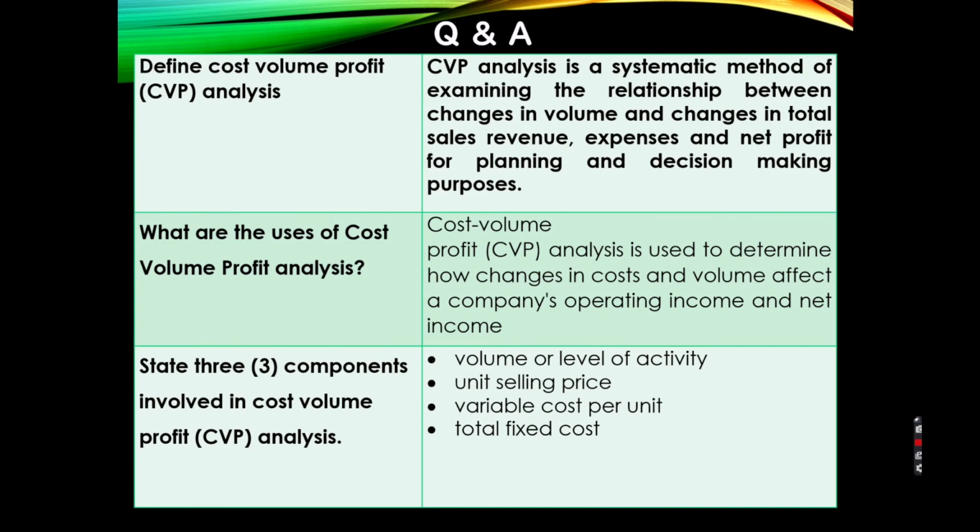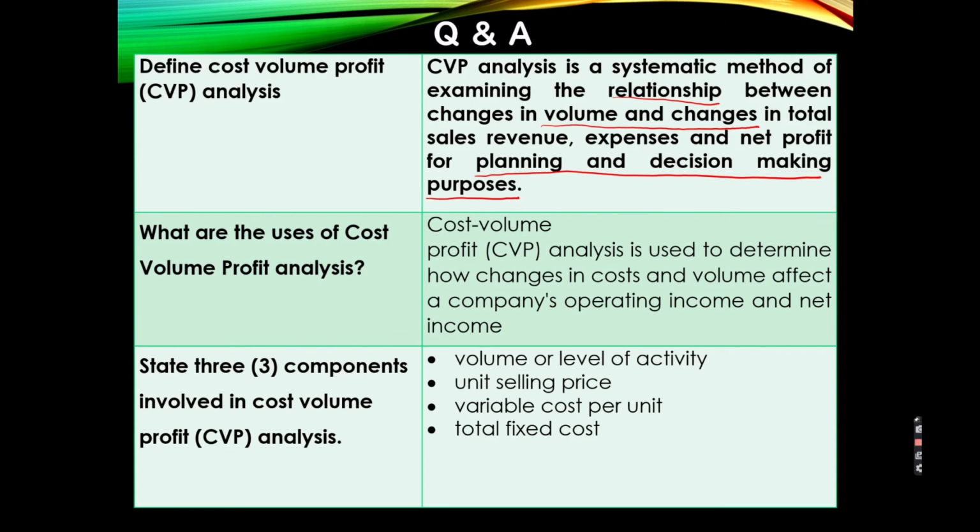For Q&A section. Number 1. Define cost volume profit analysis. CVP analysis is a systematic method of examining the relationship between changes in volume and changes in total sales revenue, expenses, and net profit for planning and decision-making purposes.